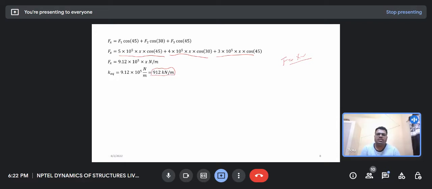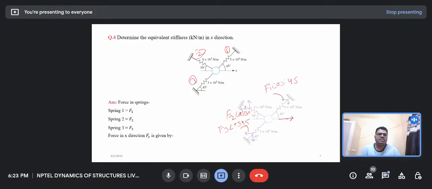Anyone else, is there any doubt in this question? Sir, here it is not enough to directly add K1 plus K2 plus K3? No, here we are directly taking the forces. In this question we have provided forces in the x direction, so we are summing up the forces in the x direction and in the y direction. What is the component in the x direction? F1 cos 45, F2 cos 30. You have to look at this as a mechanics type problem, not directly summing up k equivalent as k1 plus k2. This problem is not like that.